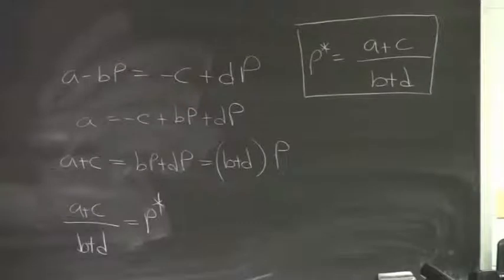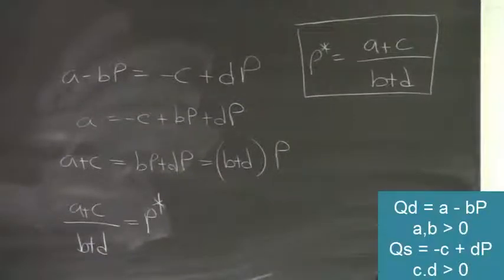For example, what was the problem we did on Monday? The problem we did on Monday was this one. QD equals 100 minus P, and QS equals minus 20 plus P. This was the problem that we did on Monday. Notice in this case I didn't use parameters.